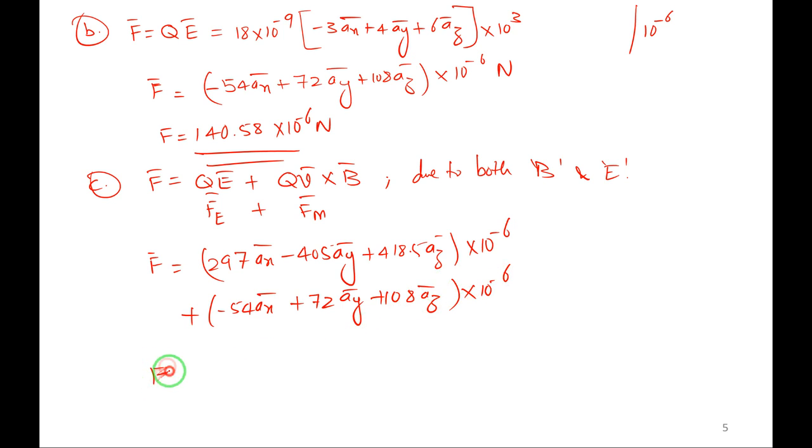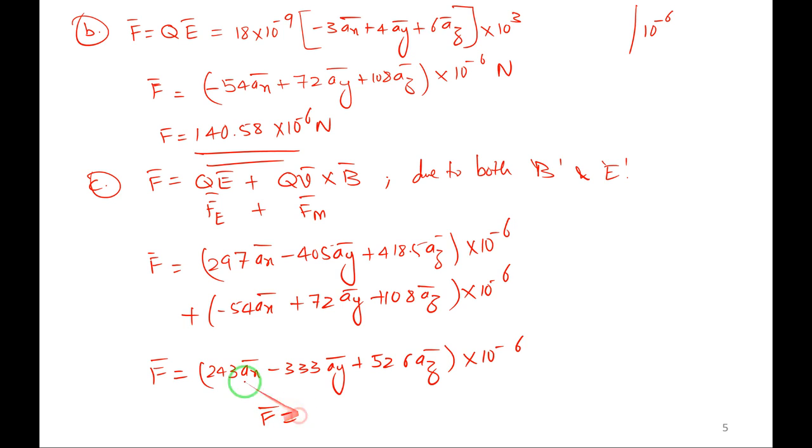So the total force due to both B and E, just add these vectors, 297 minus 54. So I am getting 243ax, then minus 405 plus 72, minus 333 ay, then 418 plus 108, so 526 az. So after adding these two vectors I will get this, but we want the magnitude.